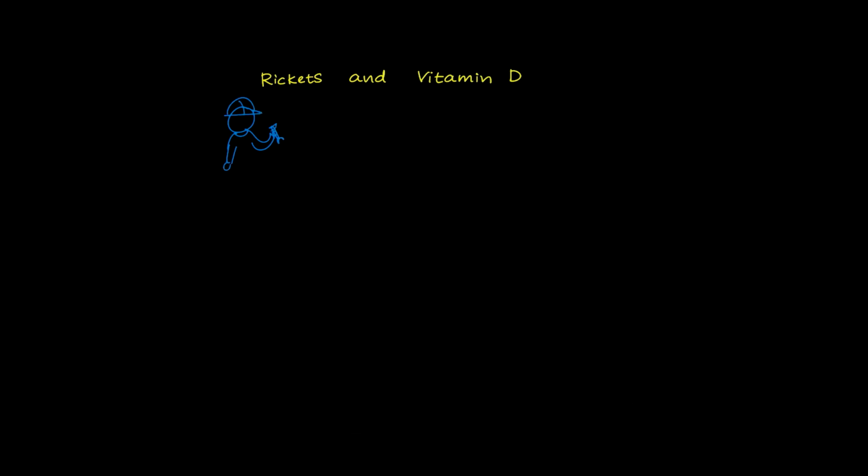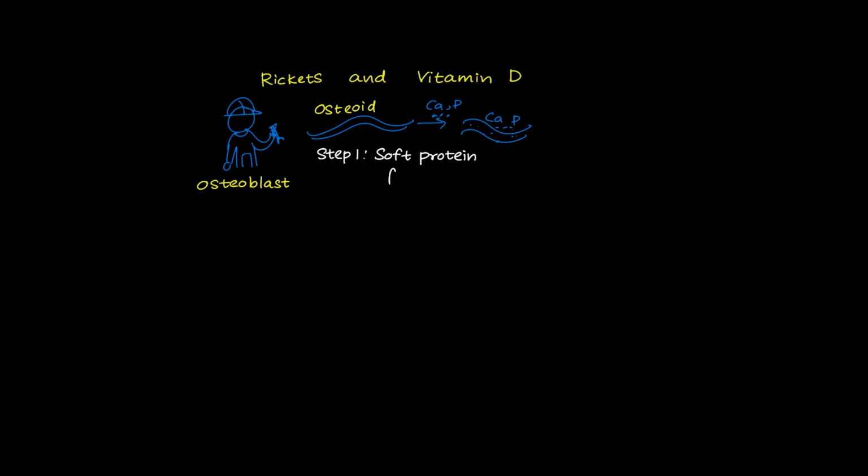Osteoblasts build bone in 2 steps. First, they secrete osteoid, a soft protein framework made mostly of collagen. Second, they mineralize that framework by pulling in calcium and phosphate to make the bone hard and rigid. That mineralization step is where vitamin D becomes essential.